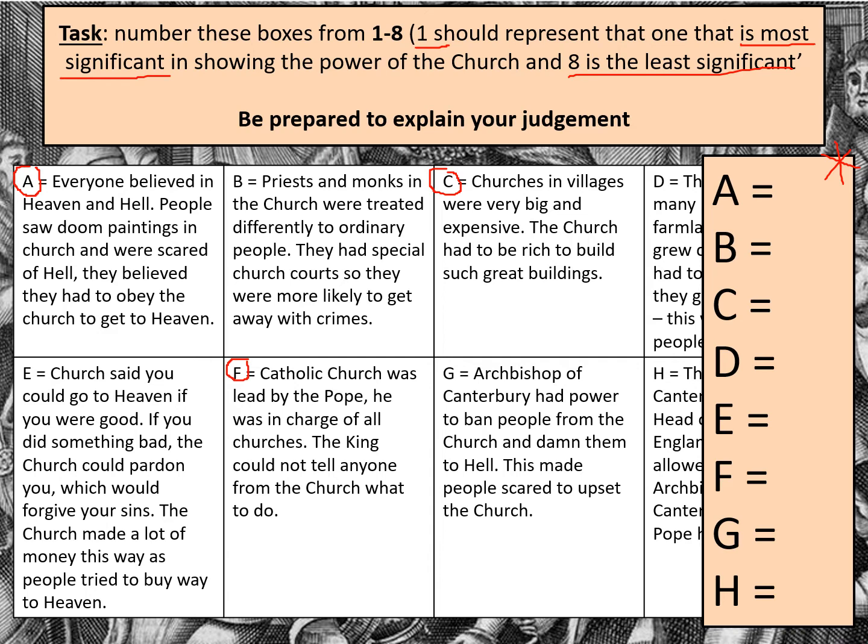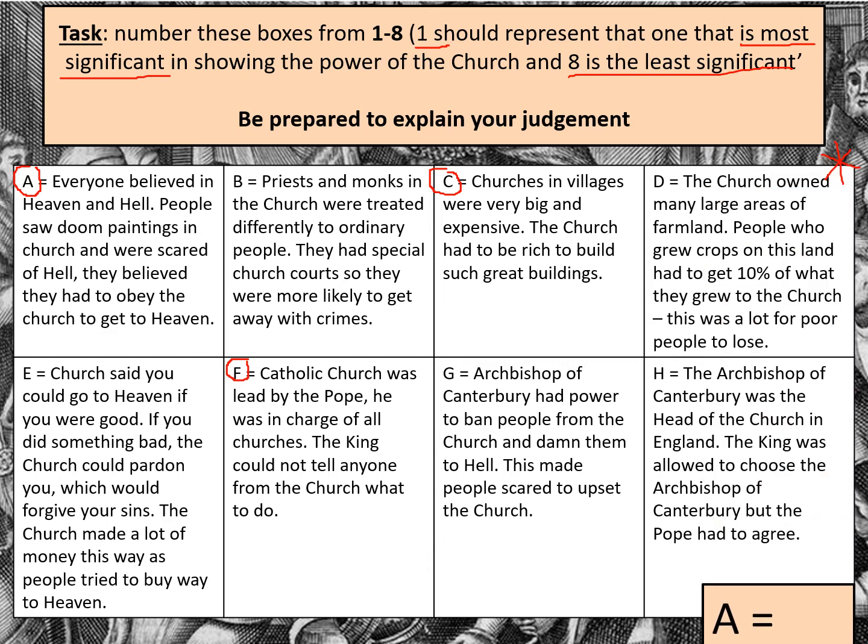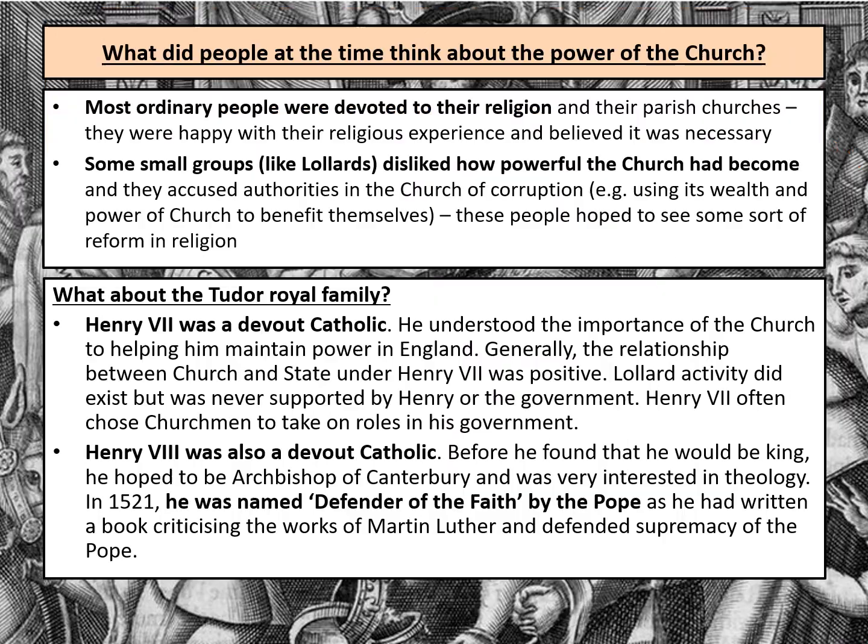Be prepared, obviously, to explain your judgment, but make sure you've at least numbered these boxes from this activity. I'm going to now remove that box there so that you can now all see all 8 of the boxes. Can you now read these carefully, guys? You might want to pause the video now and write down numbers 1 to 8 next to your letters, telling me whether they are the most or least important reason for why the church had power.